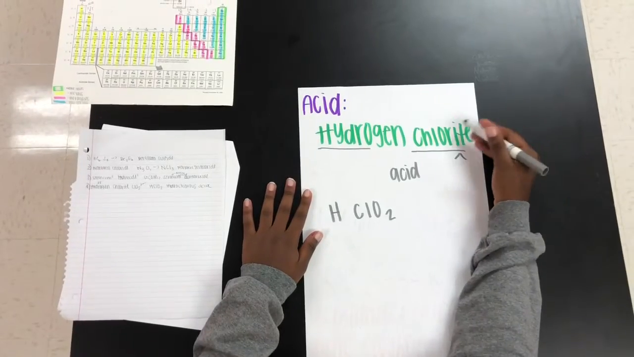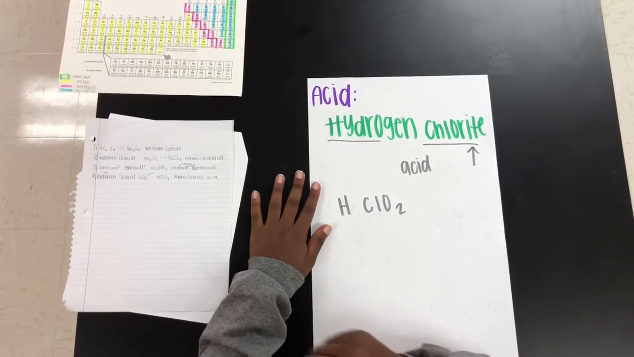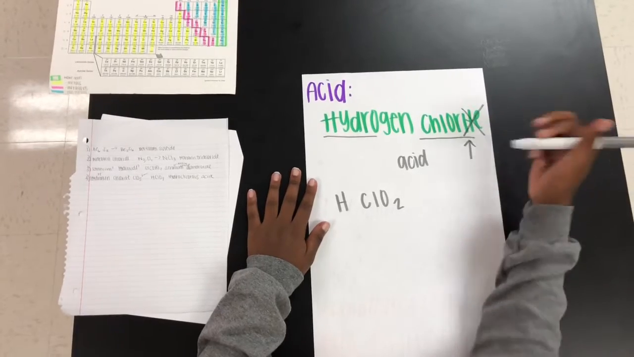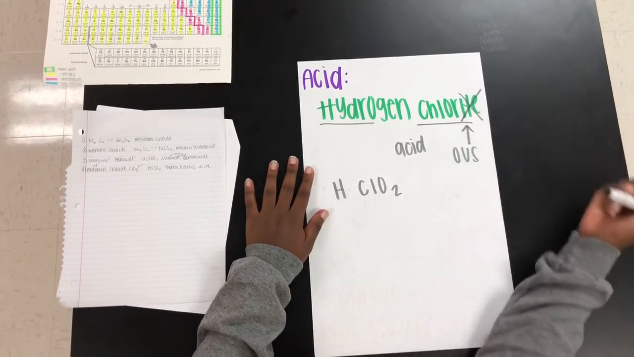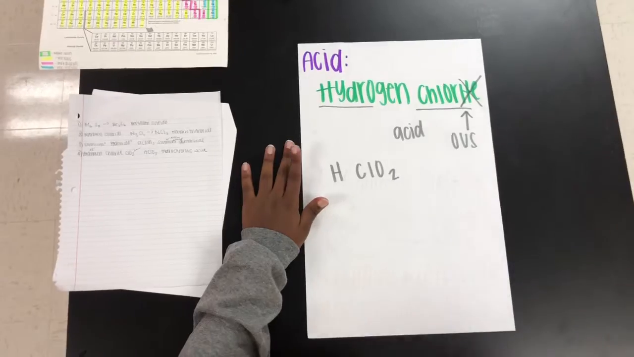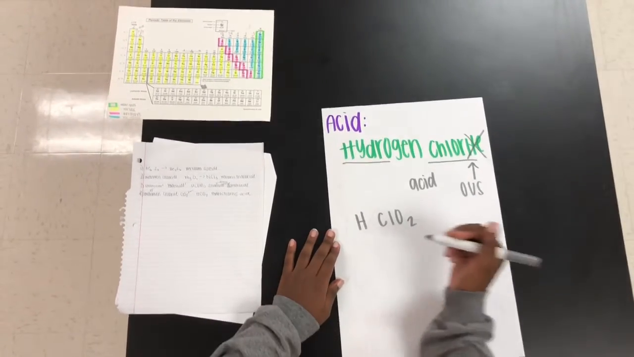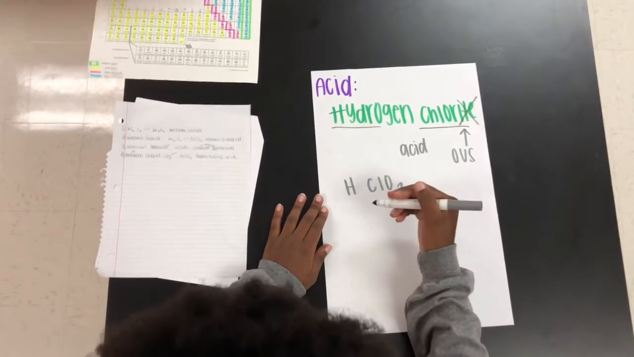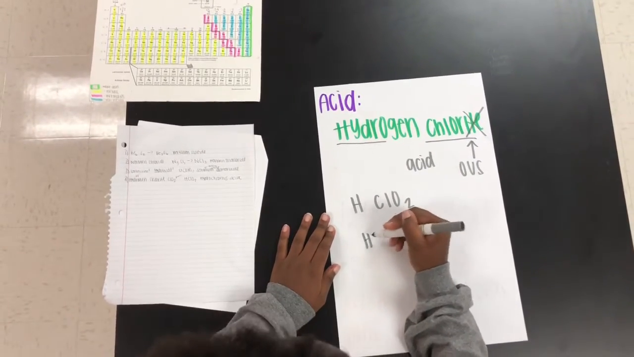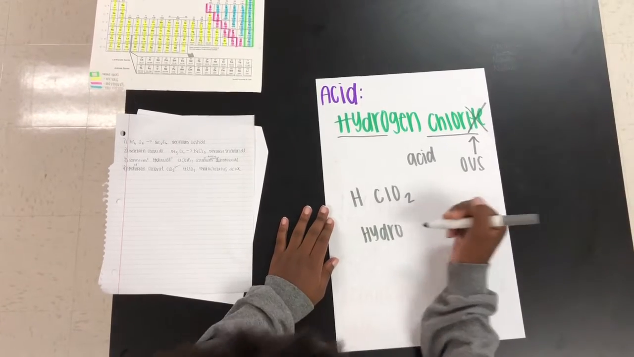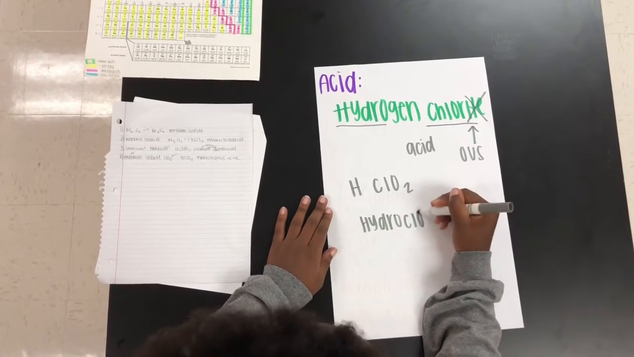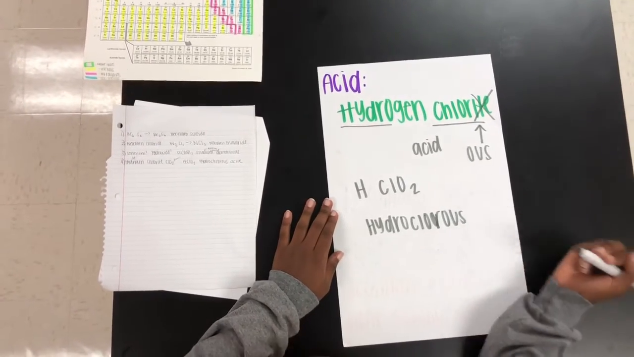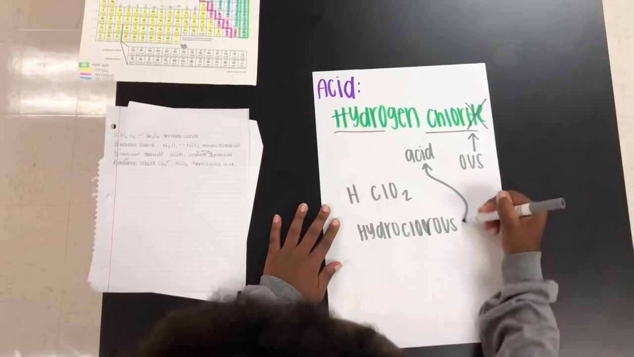So as you guys can see here, we have the suffix ITE. Now when you have the suffix ITE, think of Sprite is delicious. So instead of having ITE, we're going to have OUS like the word delicious. Okay, so we're going to combine the hydrogen and the chlorus words, right? So we're going to start by saying hydro, and we're going to put the word chlorus. And then of course we have our ending, acid.